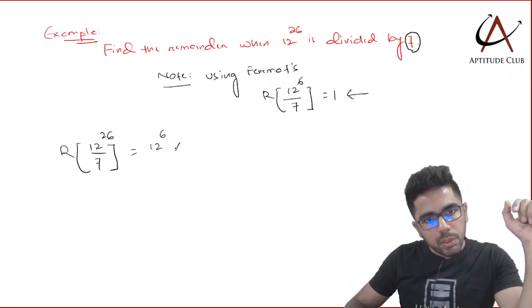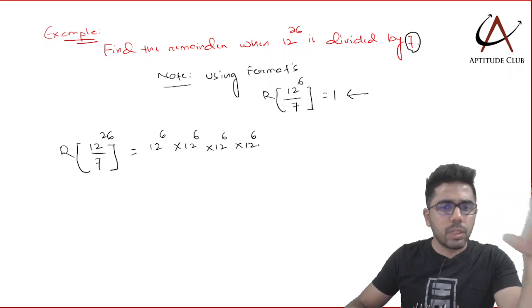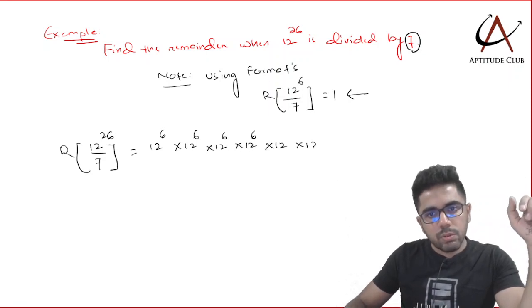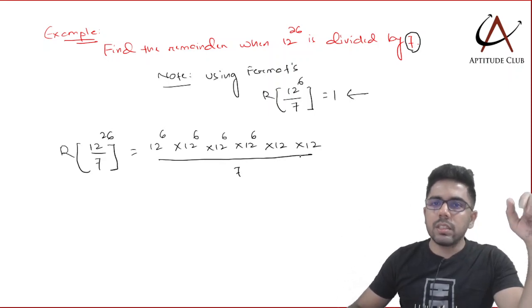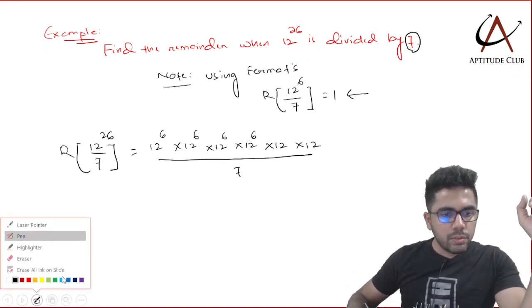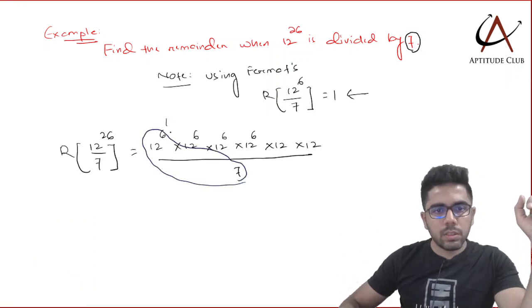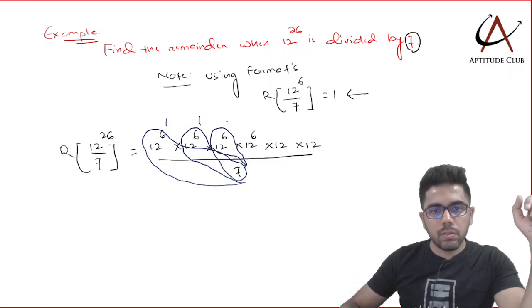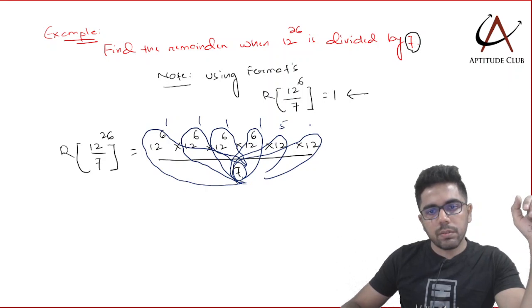I'll break 12 to the power 26 as 12 to the power 6 into 12 to the power 6 into 12 to the power 6 into 12 to the power 6. So it becomes 12 to the power 24 into 12 into 12, divided by 7. Now this is essentially a product. Individually, if I calculate the remainders, 12 to the power 6 divided by 7, the remainder is 1. Again the remainder is 1, the remainder is 1 here, and here 1. 12 divided by 7, remainder is 5, and here it becomes 5.